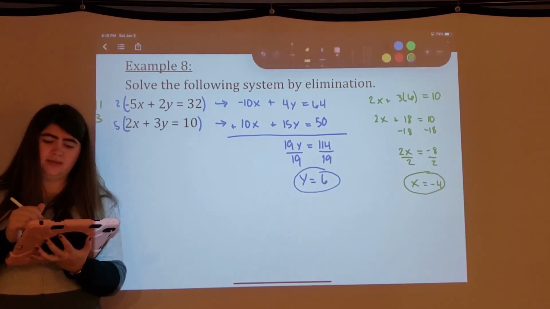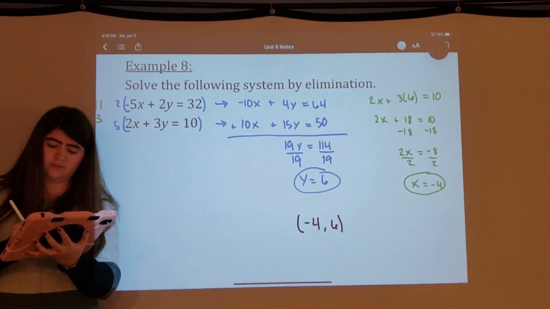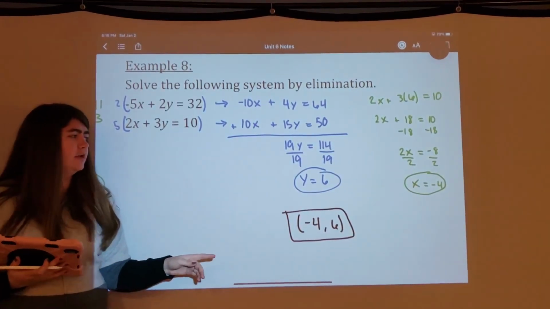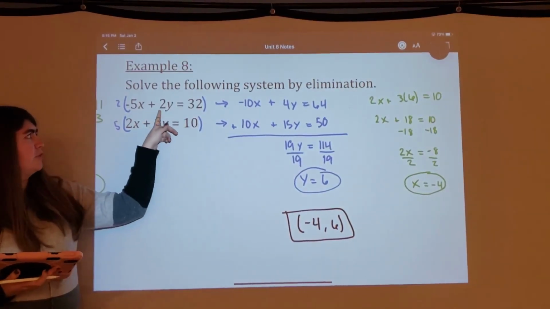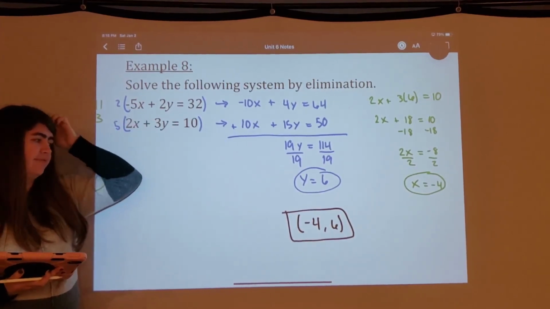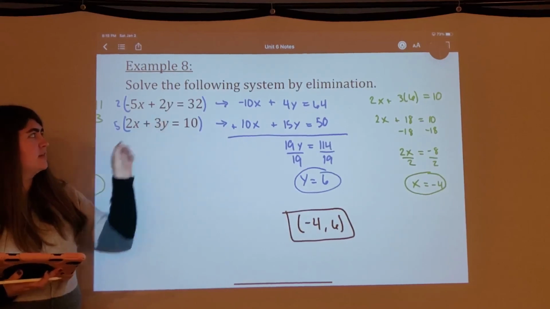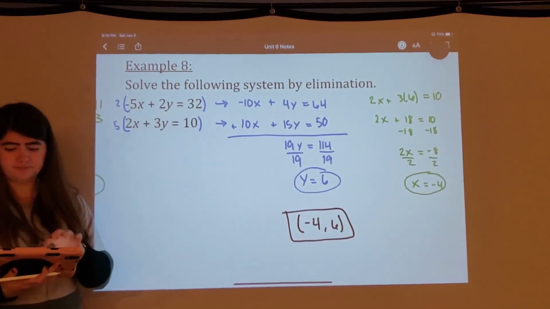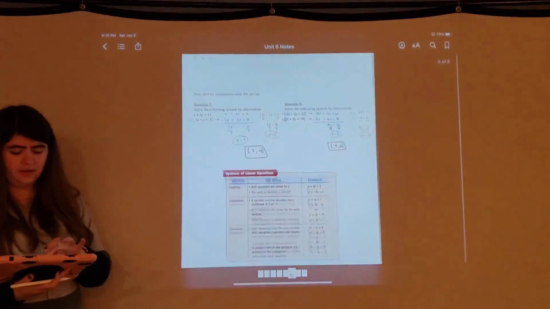So we take that and write that in an ordered pair. (-4, 6). And that is my solution. I do need to check it. So to do that, I would plug my y into my other equation, and I can plug my x in as well. Negative 5 times negative 4 is equal to a positive 20. 2 times 6 is equal to 12. 20 plus 12 is equal to 32. That checks out.